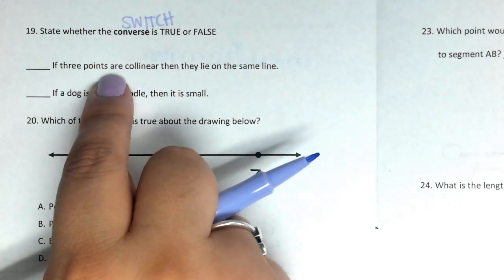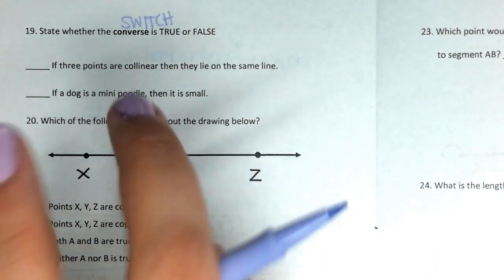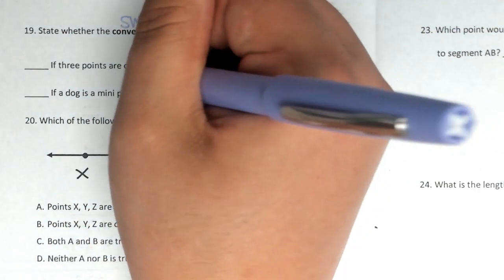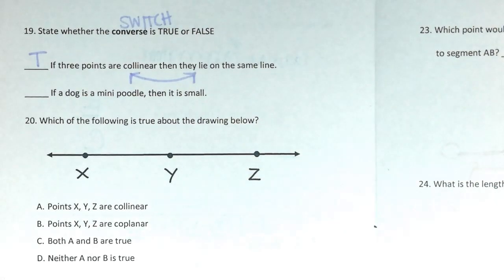This says if 3 points are collinear, they are on the same line. Let's switch that. If 3 points are on the same line, are they collinear? True or false? That's true. If 3 points are on the same line, they're collinear.